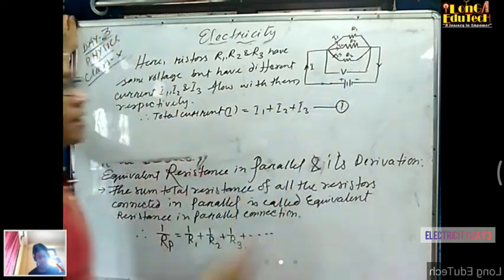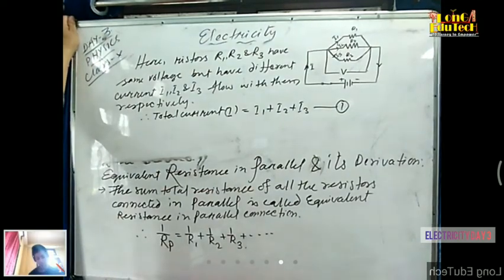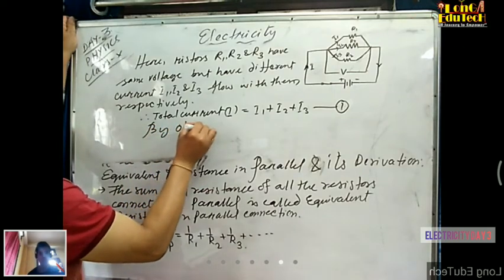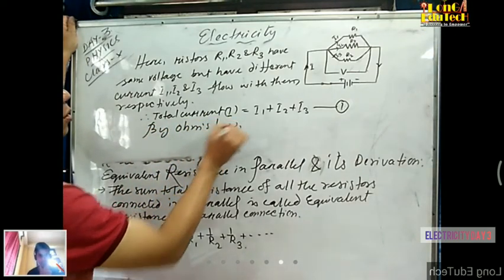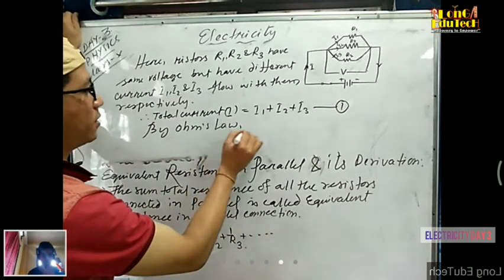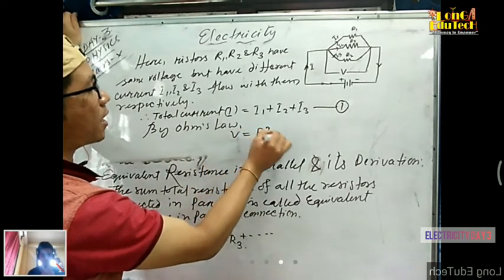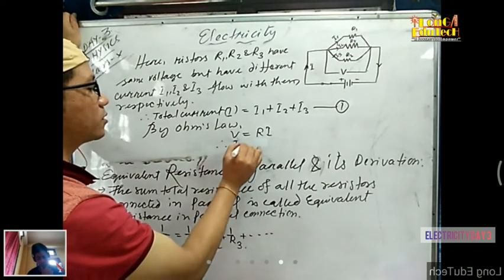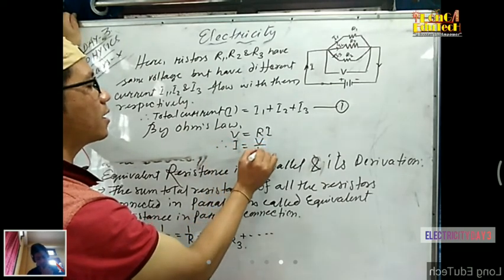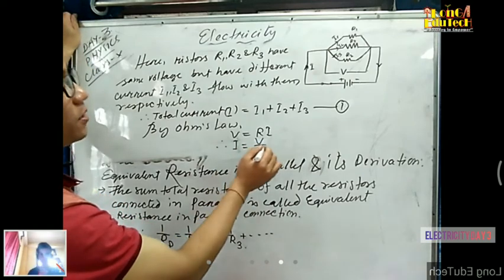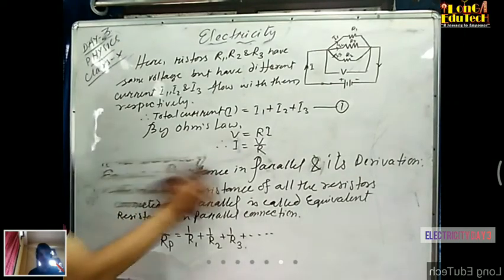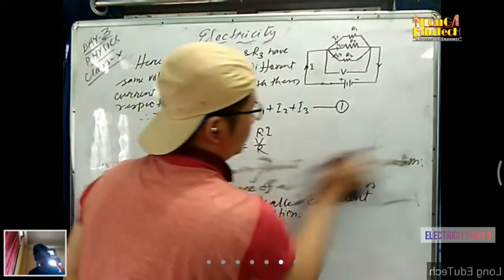Okay, different currents flow, so we can find the total current, no problem. Then by Ohm's law, what did we say? V is equal to IR, or RI. If you find the value of I, therefore I is equal to V by R. Okay, similarly for I1.